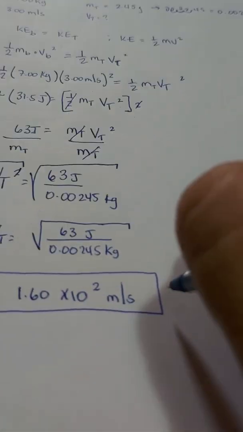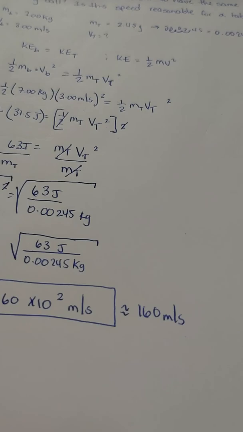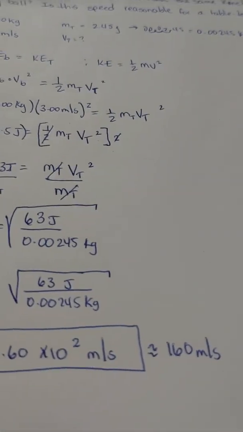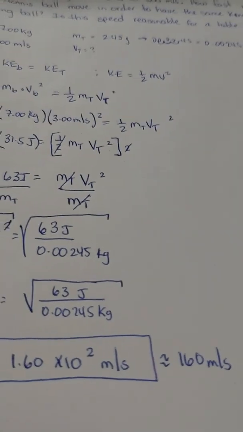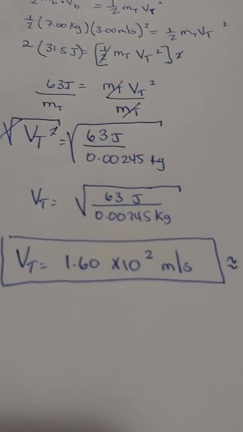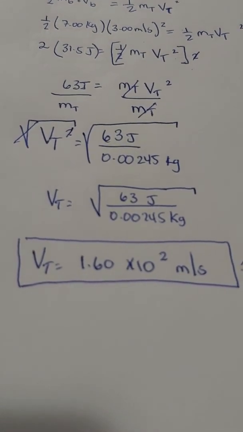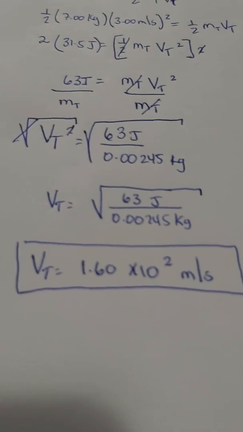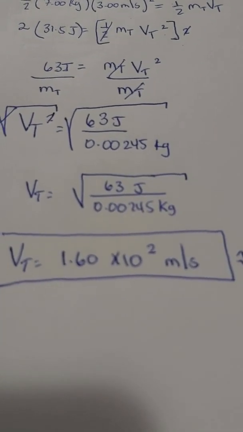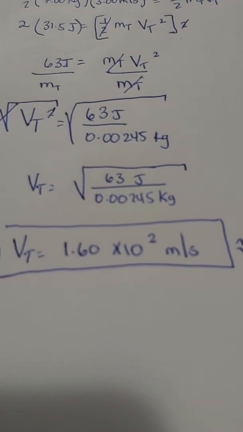Which is about 160 meters per second, right? Now, that would be this velocity of the table tennis ball. This has to be the velocity of the table tennis ball in order that the kinetic energy of the table tennis ball will be equal to the kinetic energy of the bowling ball.